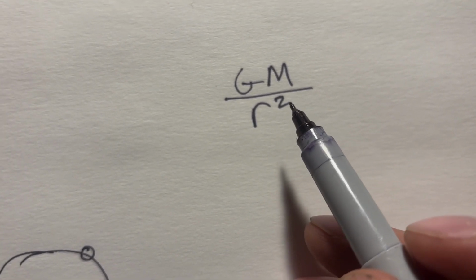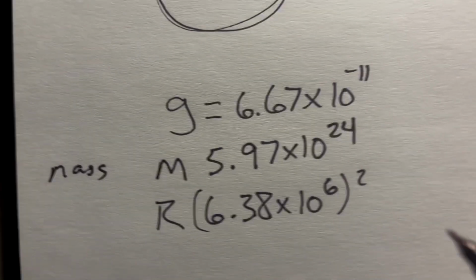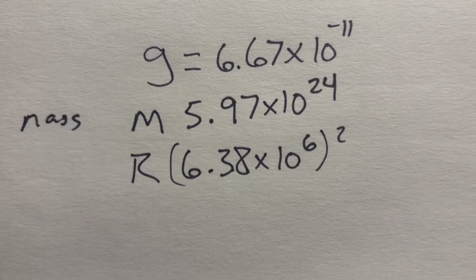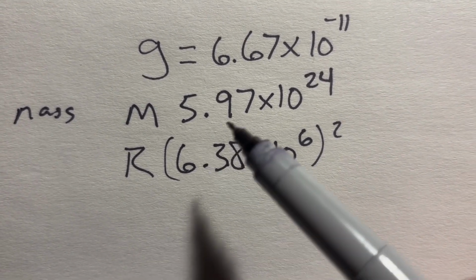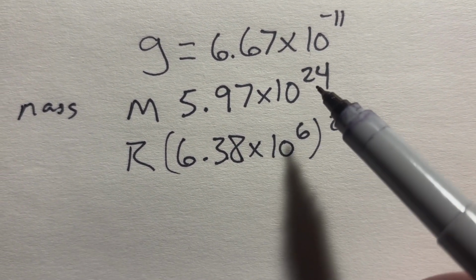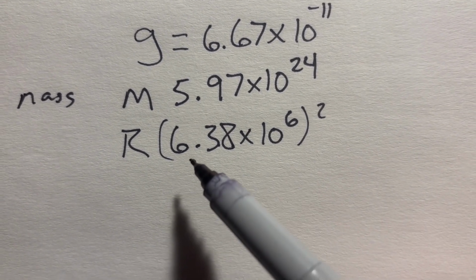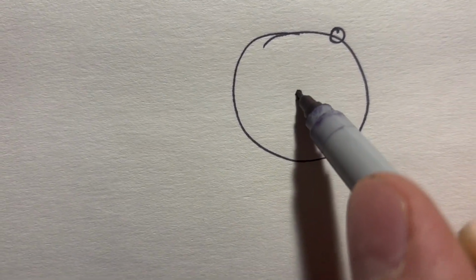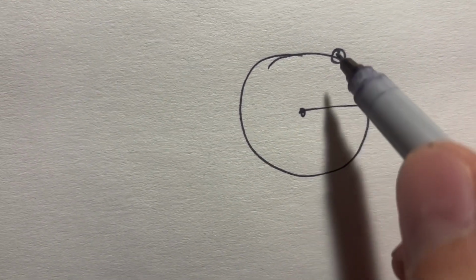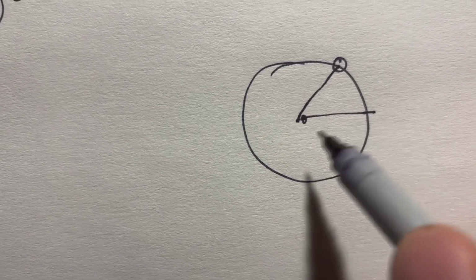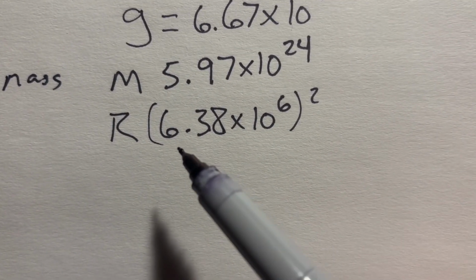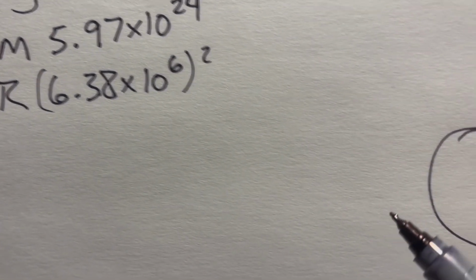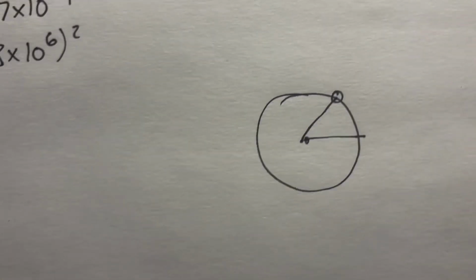G is the gravity constant, 6.67 times 10 to the negative 11. M is the mass, in this case the Earth, which is 5.97 times 10 to the 24th power. And the radius of the Earth, from the center of the Earth, center of mass, to the object, which in this case is on the surface, is 6.38 times 10 to the 6th power, and of course it has to be squared. So we'll do that formula.